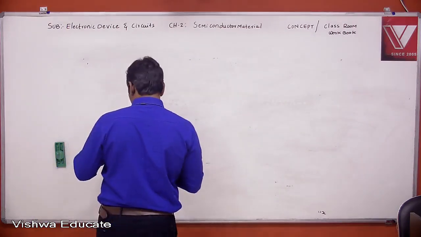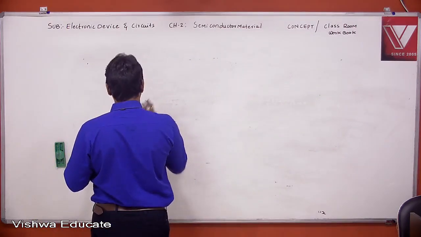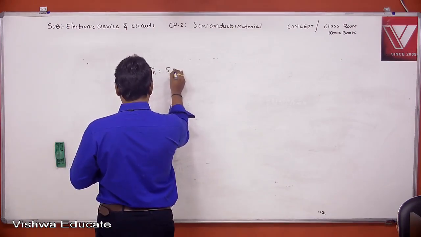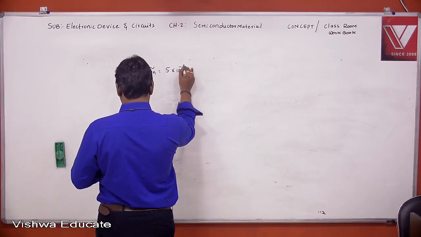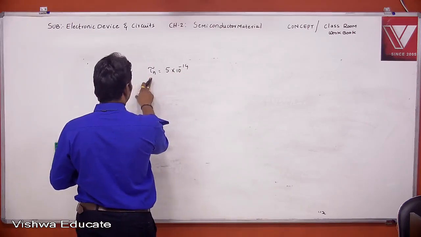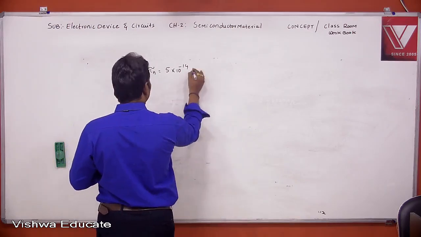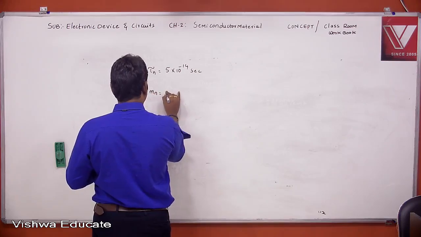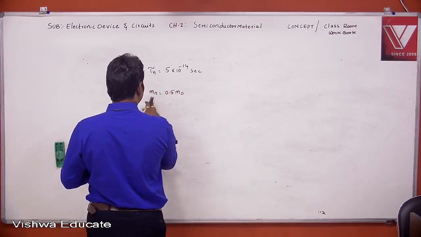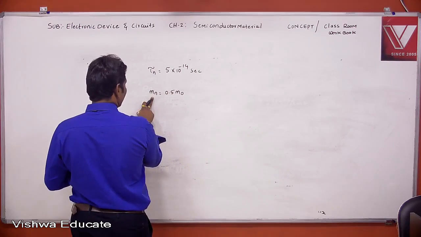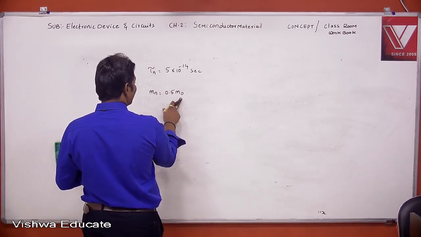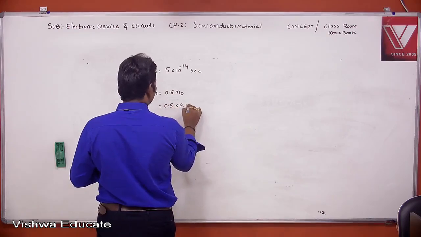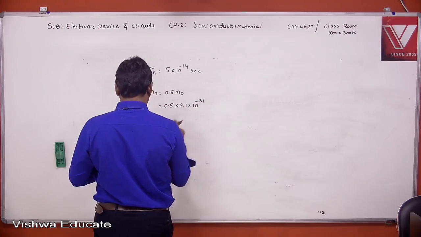Now, I'll read the question once. What is the given data? They gave the carrier lifetime of the free electron, 5 into 10 power minus 14 seconds, indicated with tau n. They also gave Mn equals 0.5 m naught. Mn is the effective mass of an electron, and m naught is the actual mass, which is 9.1 into 10 to the power of minus 31.